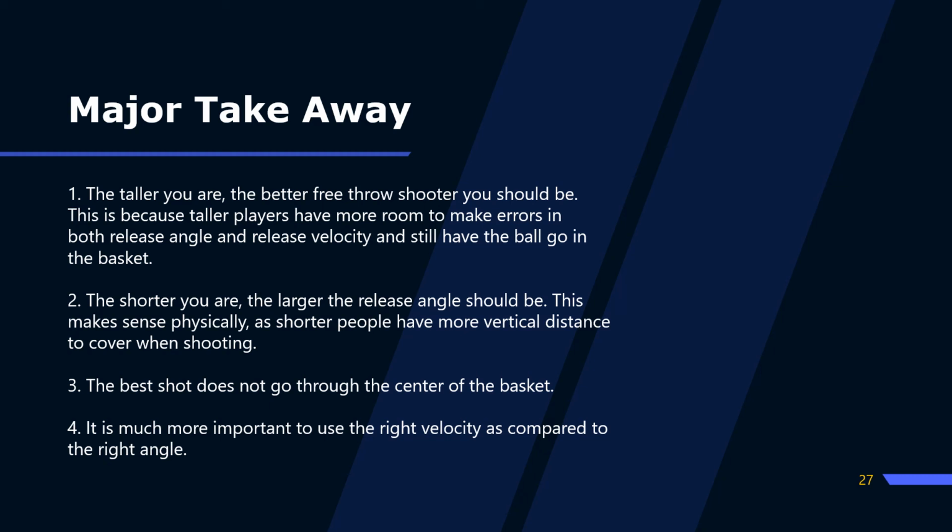So the fourth takeaway that we can take from this is that players who miss mainly due to their lack of consistency in their release velocities can improve their chances by shooting at a higher angle.